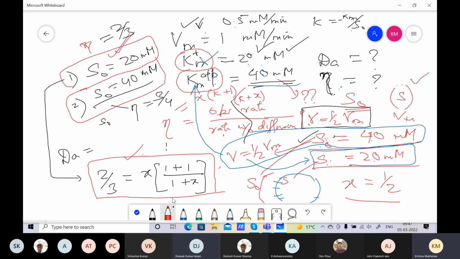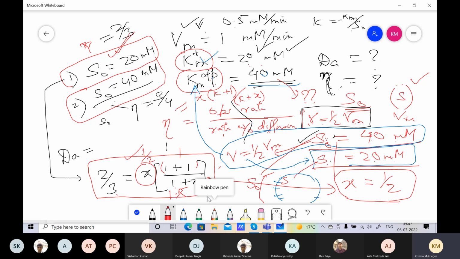Sir, we are getting x equal to 0.5. Sorry, you're getting 0.5, right? Yes, sir, 1 by 2. Yeah, because if I put this as half, then this is half into 2, which is 1, and this is 1 plus half, which is 1.5. 1 upon 1.5 is the same as 2 by 3, right? Double it is 2 by 3. So x is equal to half. So I can prove x is equal to half by this method or by this method.